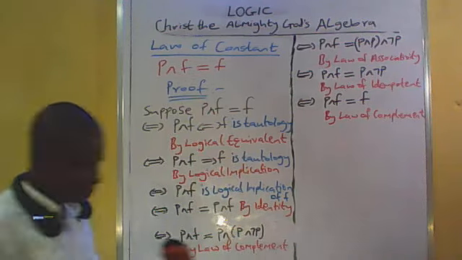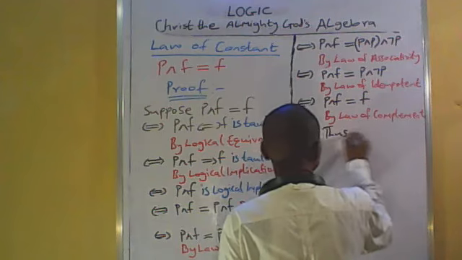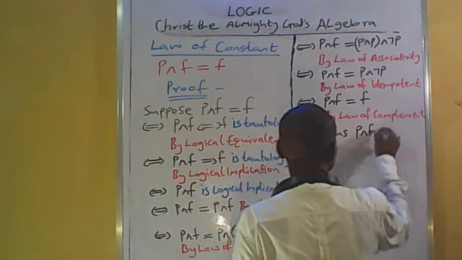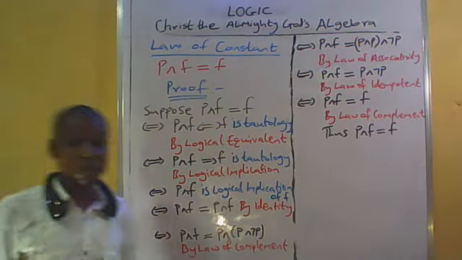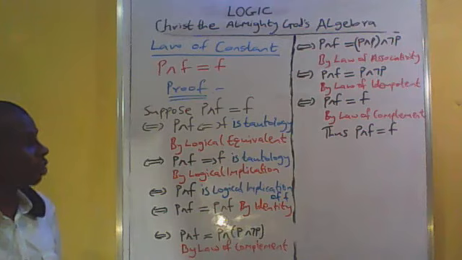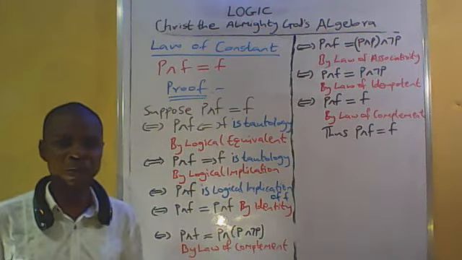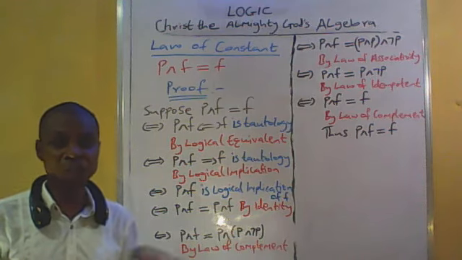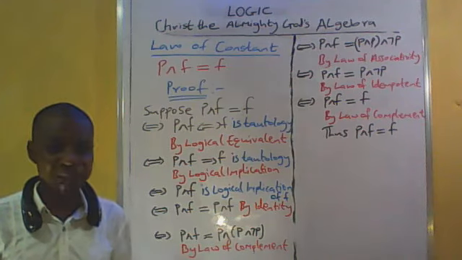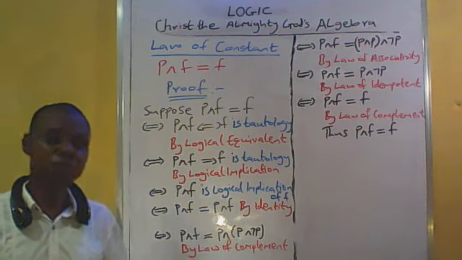You then conclude, say, thus P and F is equal to F. We have now proved that P and F is equal to F. Since it is logically equivalent, we are going to prove the converse. So by the principle of essentiality, we will establish that P and F is equal to F is law of complement by conjunctive statement. So let's prove the converse.